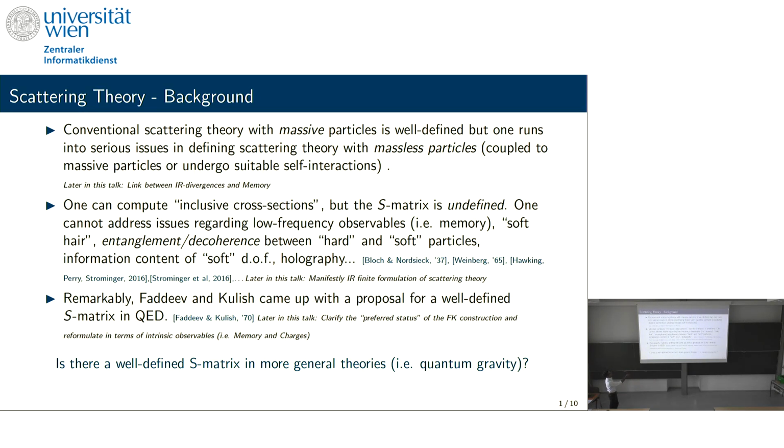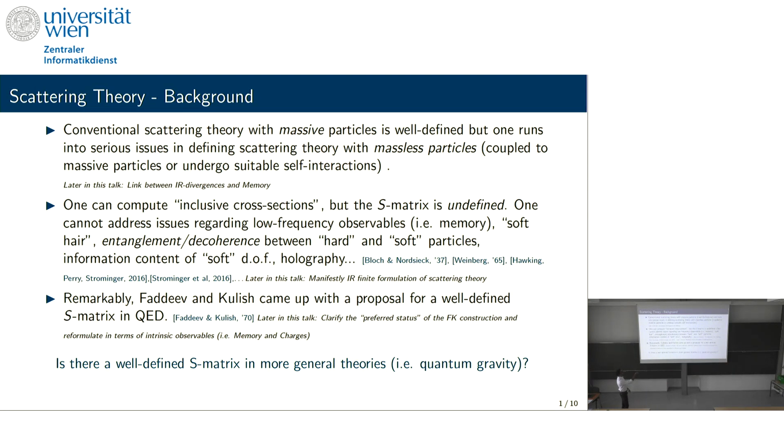This approach was pioneered in the 30s by Bloch and Nordsieck and refined in the 60s by Weinberg. The basic idea is that you can still make predictions for what people see at the LHC, but the fundamental question is: is the standard scattering theory well defined? Can I ask any question I want about the quantum field theory? The answer is no, you cannot within this framework. That seems like a really bad scenario for quantum field theory to be standing upon, but remarkably, in the 70s, Faddeev and Kulish did provide an infrared finite formulation of the scattering theory.